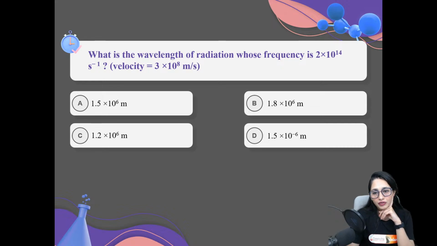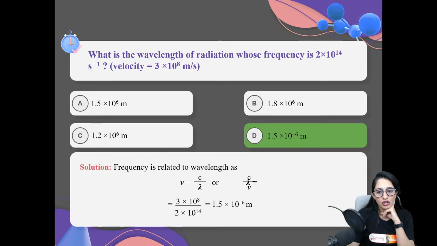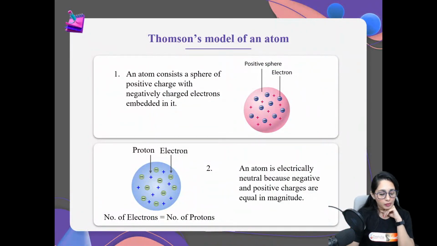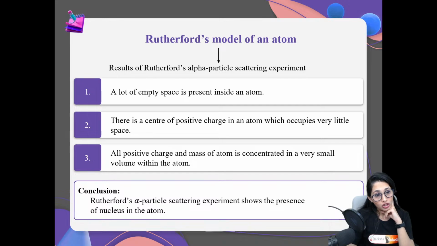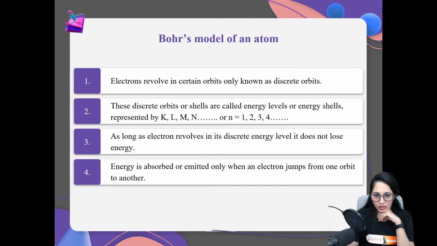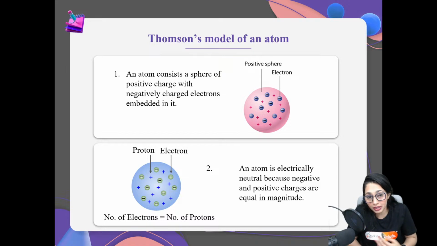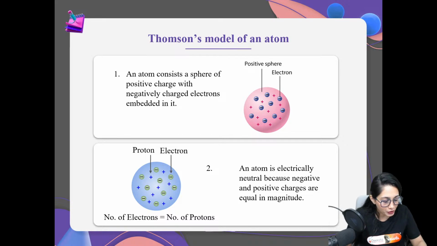Next, what is the wavelength of radiation whose frequency is 2 into 10 raised to 14 per second? This is not in your syllabus as of now, so don't worry about it. Now let's summarize the models that we have discussed. Thomson's model of an atom, Rutherford's model of an atom and Bohr's model of an atom. These are the postulates of the respective models. You can go through this. I'll be attaching these notes in the next class, and in the description you can check this out.